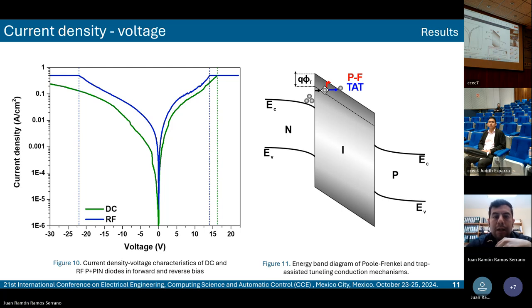In reverse bias, the diodes require high electric fields to reach the maximum current. This is because at this condition, it depends on the minority carriers. Considering the optical and electrical properties of the intrinsic amorphous silicon carbide layer and the low electric field applied, we can deduce that the charge transport is related to the bulk limited conduction mechanism, in particular to the Poole-Frenkel emission and trap assisted tunneling. This is due to a higher trap density in the film. Figure 11 shows a schematic energy band diagram of this mechanism.